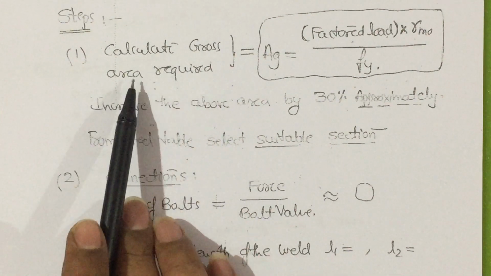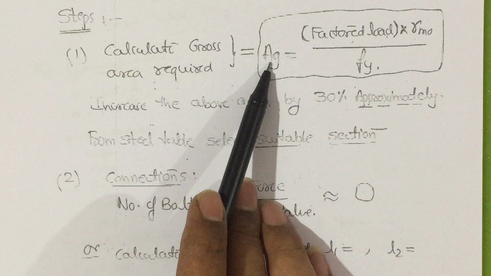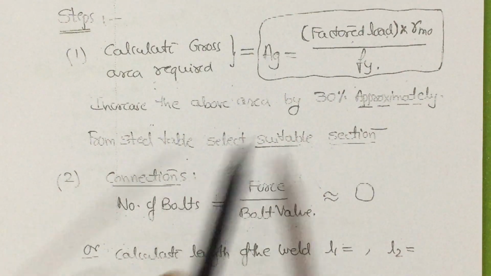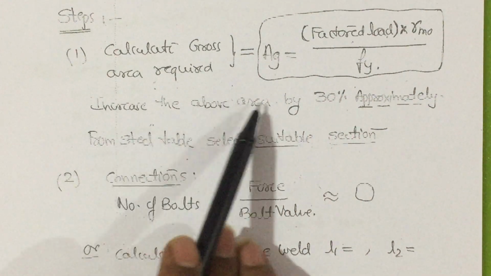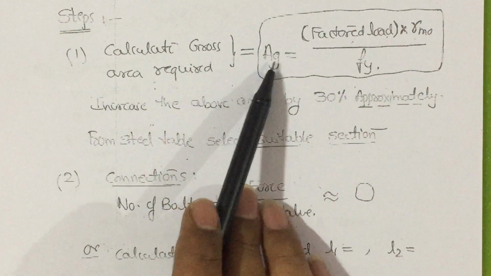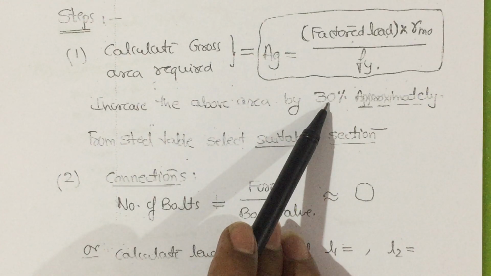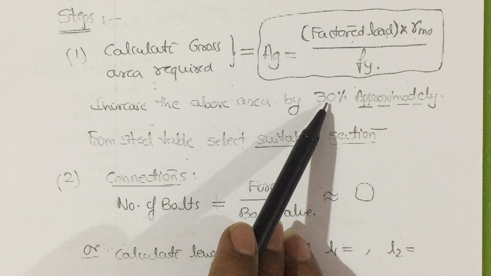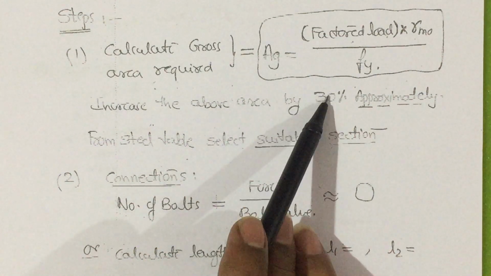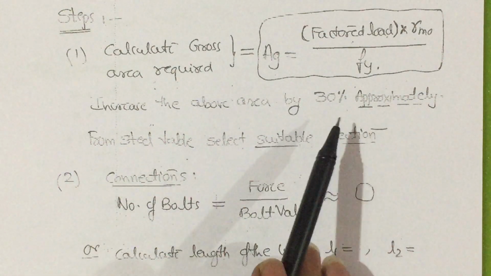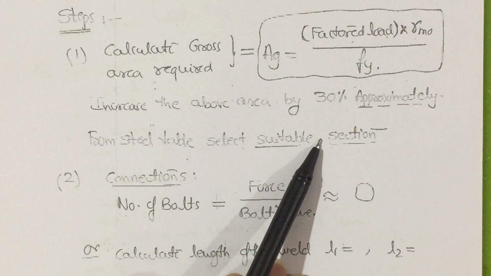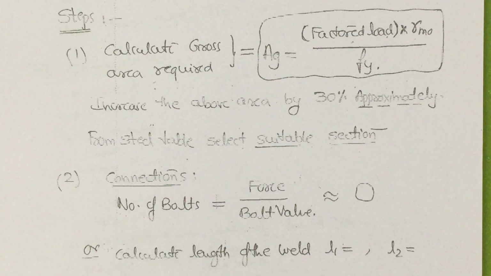First, we need to calculate the gross area required, that is AG, that is given by factored load into gamma m naught divided by Fy. Once we calculate AG, increase the above area by 30% approximately. Nothing but what? If you take AG as 1, then increase it by 30%, that is 30 by 100 is nothing but 0.3. So, we need to multiply the above area by 1.3. So, you will get 30% extra. Then from the steel table, we need to select the suitable section based upon the area.